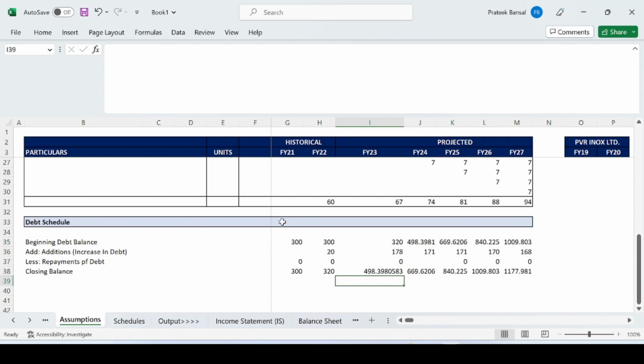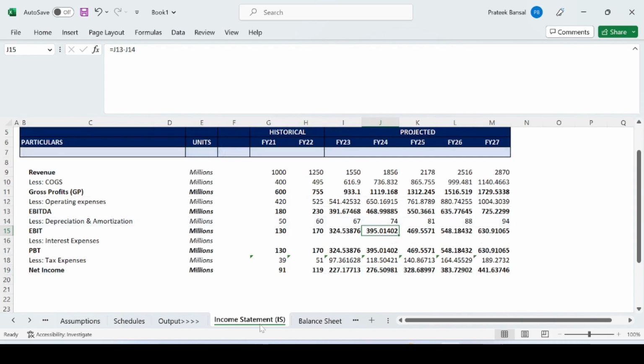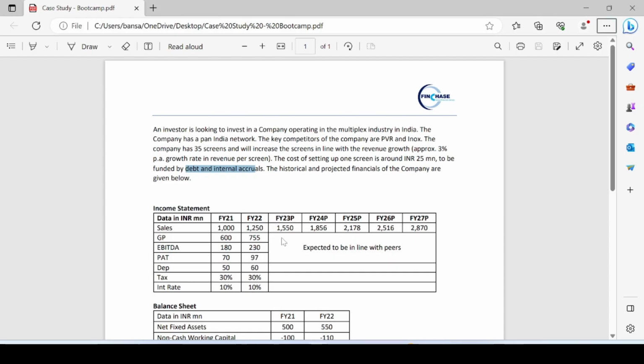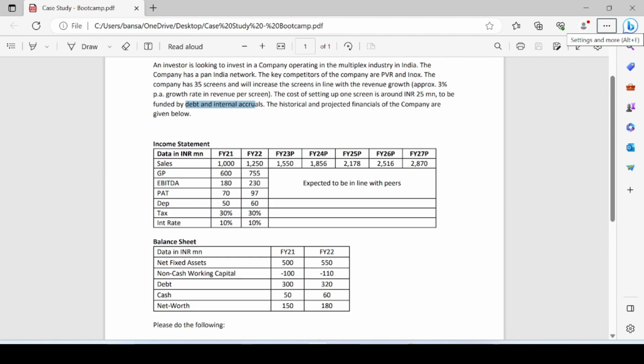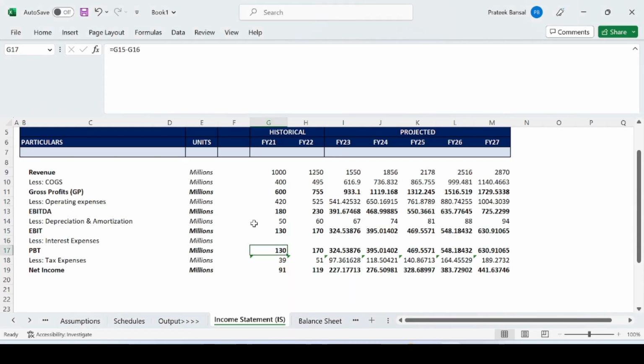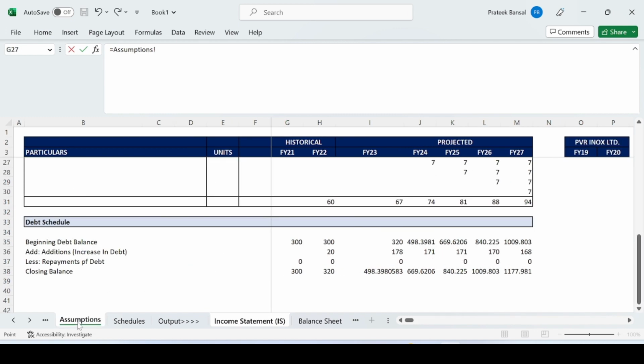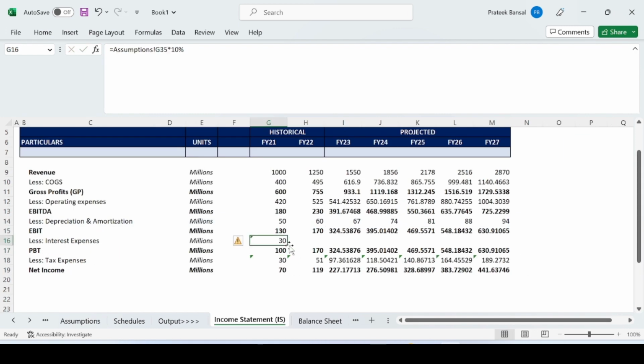So this is how we can build our debt schedule. Okay, now we can go to the income statement, and we can go to our case study, and we can see there is an interest rate of 10%. So we can calculate our interest amount as well, that is equal to this debt balance multiplied by 10%, and we got our interest expense for the rest of the years as well.